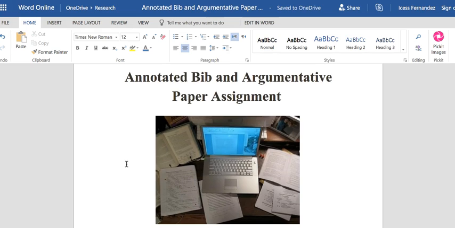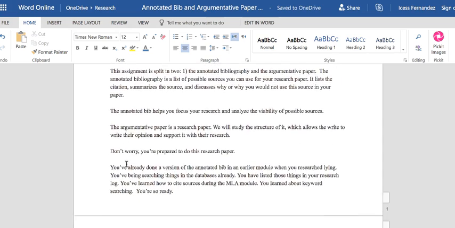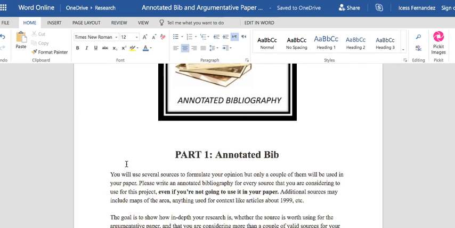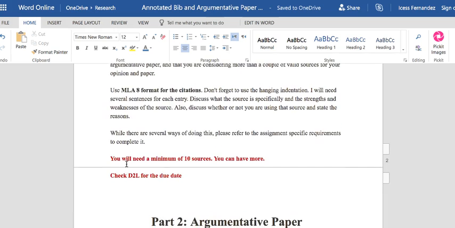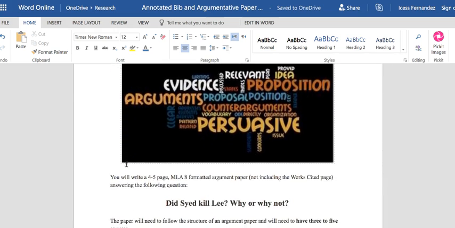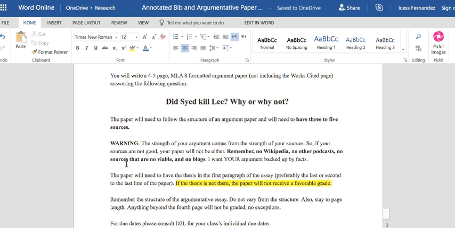So I want to show you a couple of things. This is, of course, your assignment sheet. And this assignment is separated into two things. The annotated bibliography, which you will start writing next week. Actually, that's your next paper. And I'll go over that next week. And your argumentative paper. Now, I want to scroll down to this part of the argumentative paper.